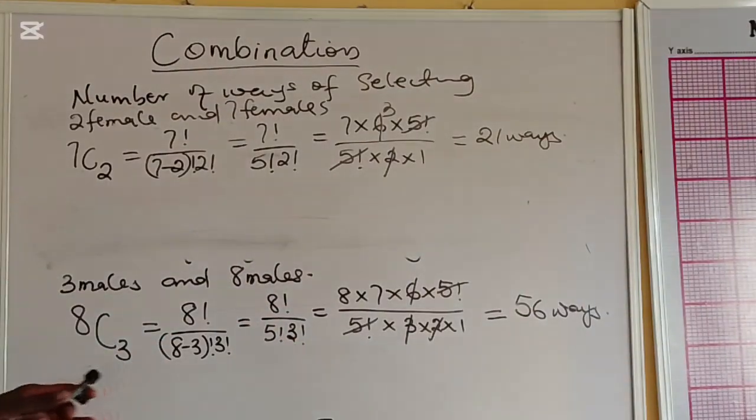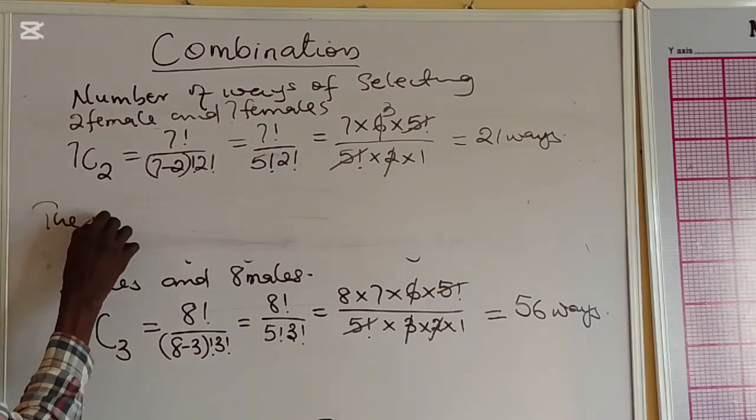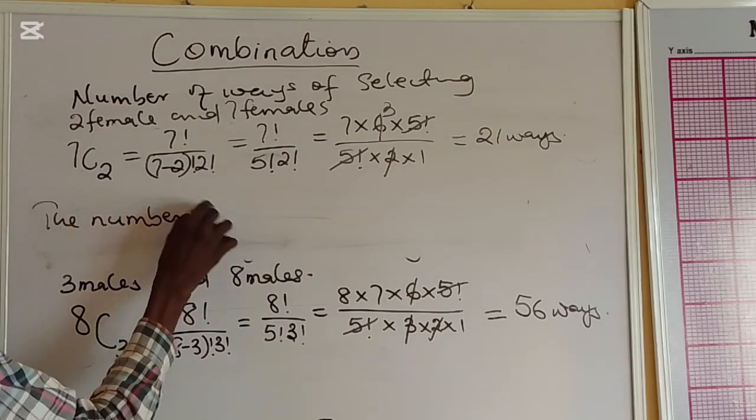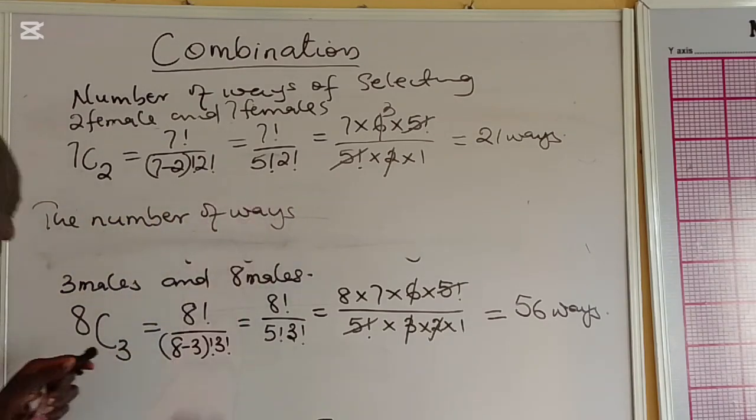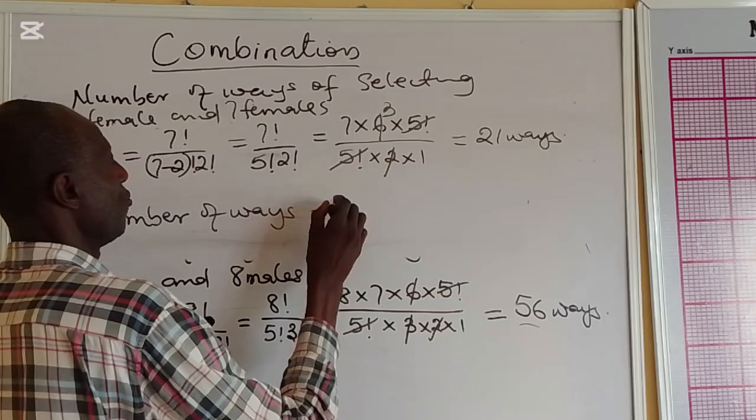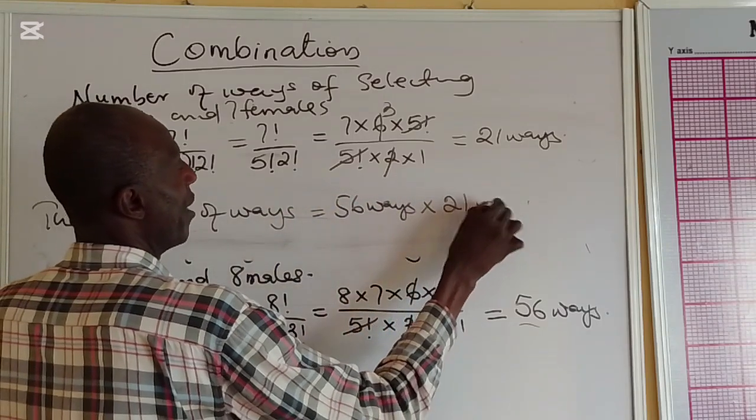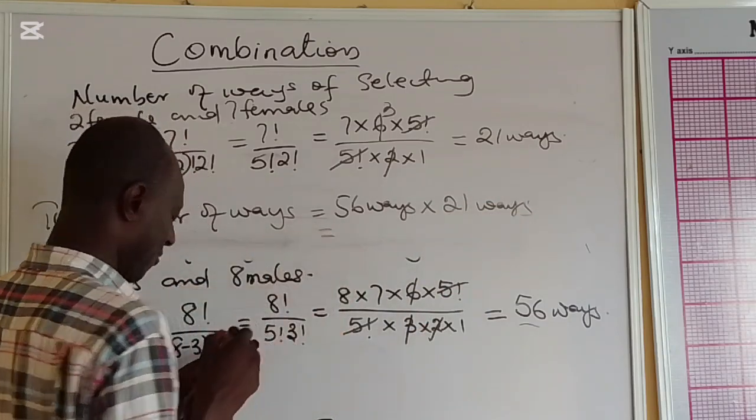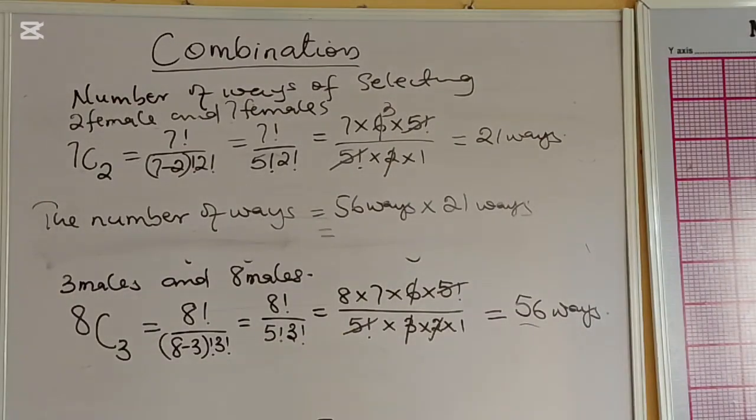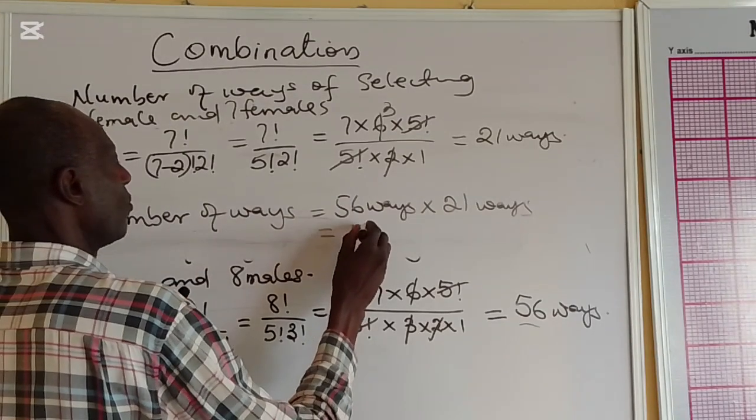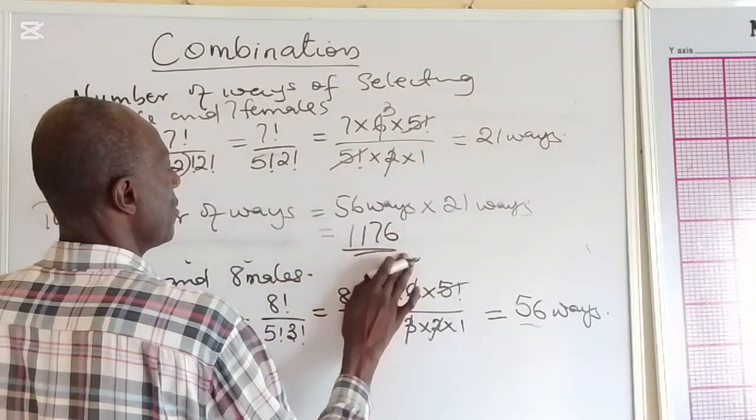So the number of ways of selecting a committee will be 56 ways times 21 ways. And what is 56 times 21? 56 times 21 gives us 1176. 1176 ways.